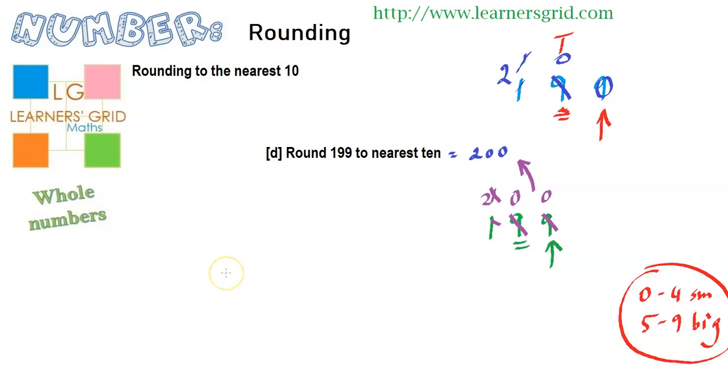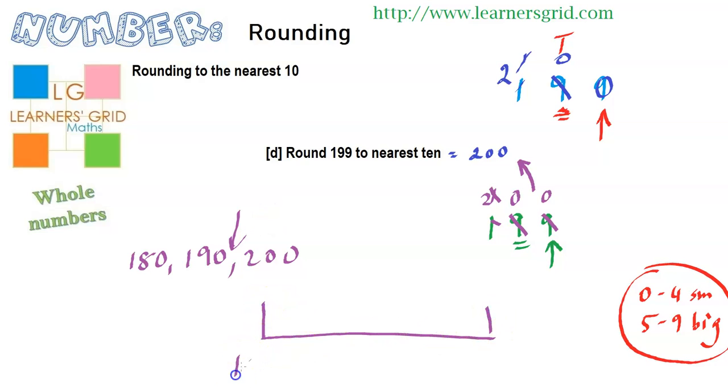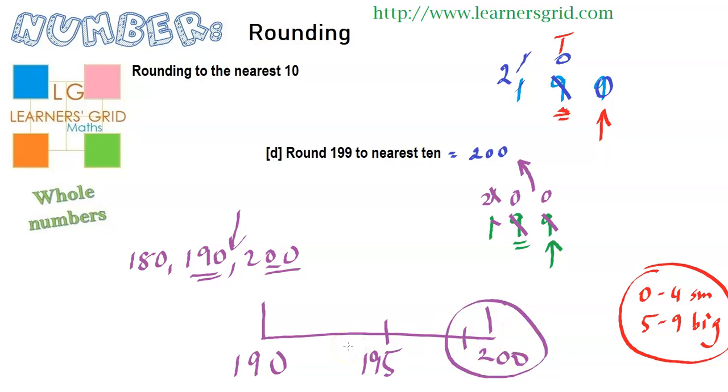Okay, it might help to convert to a number line. If I think of 180, 190, 200, I can see 199 is in here somewhere. Let's do a quick number line. 190, right? And 200. And here's 195. Where's 199? Up here somewhere. And you can see it's right next to 200. So yeah, it's pretty easy to figure out that 199 rounded to the nearest 10 is 200.